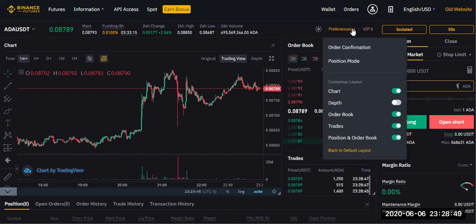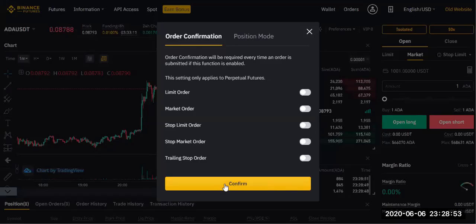Oh, before I get to that, you can go to preferences. So order confirmation, I have all of this off because I don't need it to say, hey, are you sure you want to open and close this trade? No, I don't need to. I know what I'm doing, because I'm very quick when it comes to this.